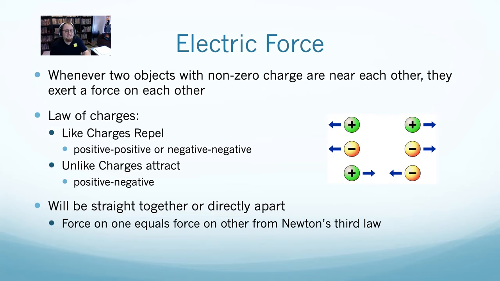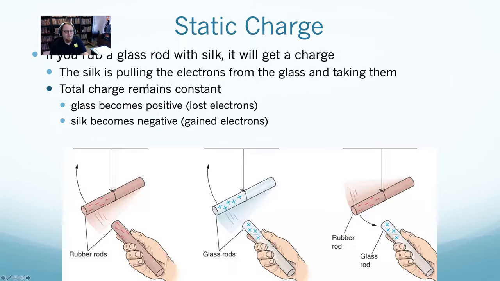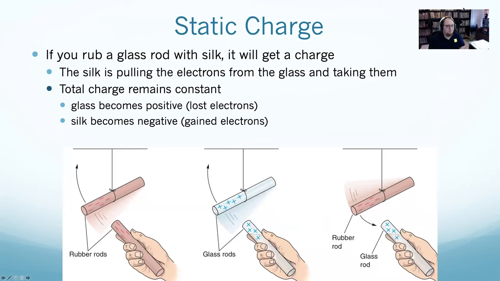Okay. Now you can actually see this. If you take a glass rod and rub it with silk, it'll gain a charge. The reason why is the silk will pull electrons from the glass rod, making the glass rod have a positive charge. The total charge remains constant. The glass rod will become positive and the silk will become negative because it gains some extra electrons. But yeah, you just take a glass rod, rub it with silk, and it becomes a charged object with a positive charge.